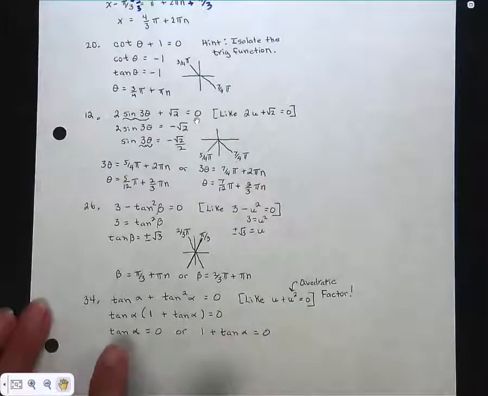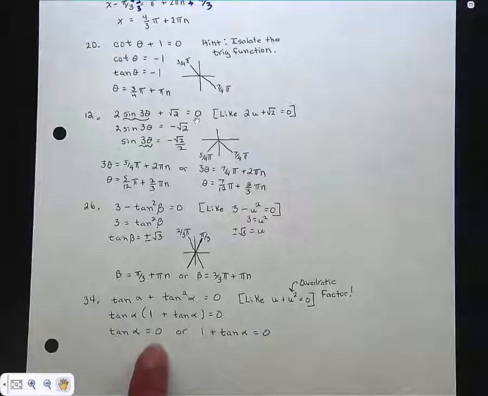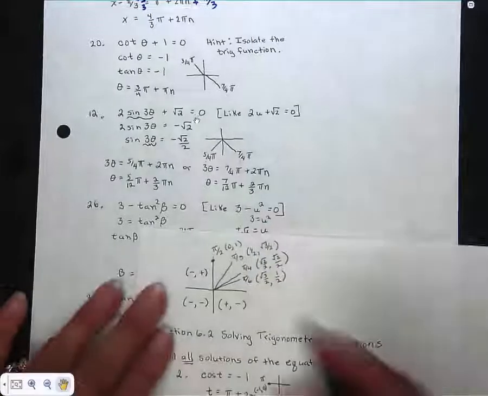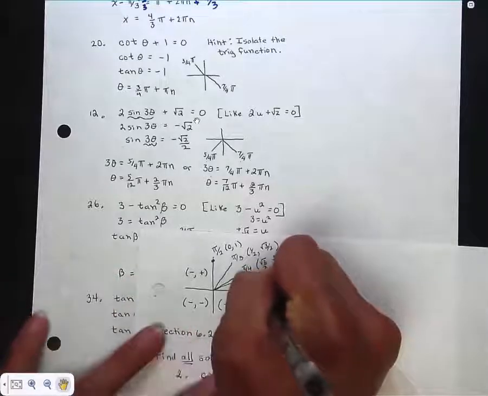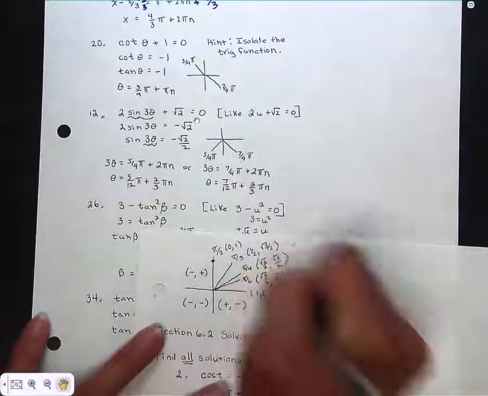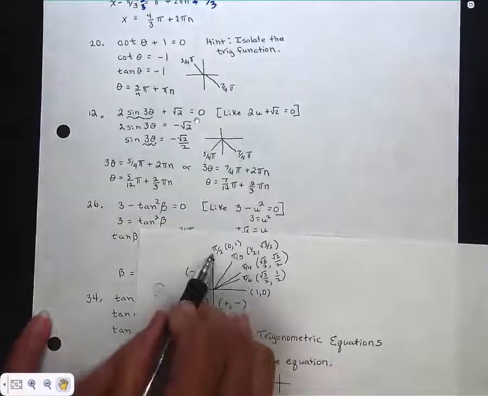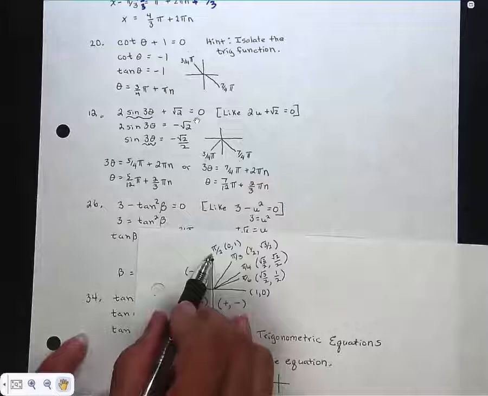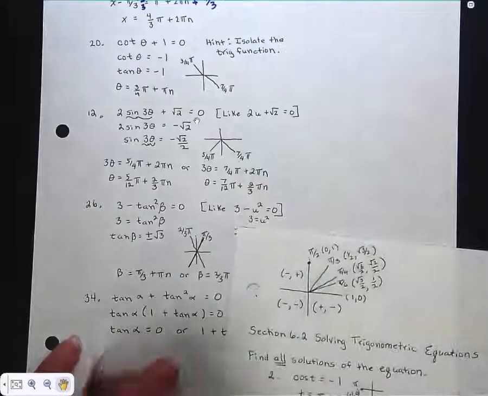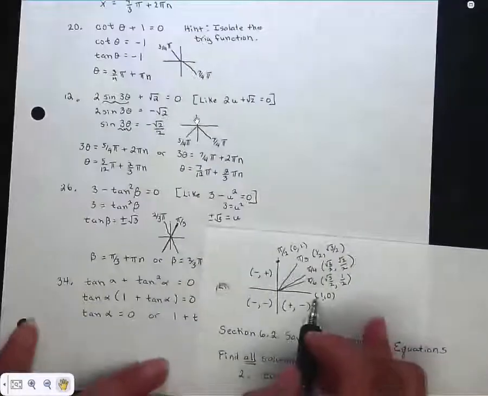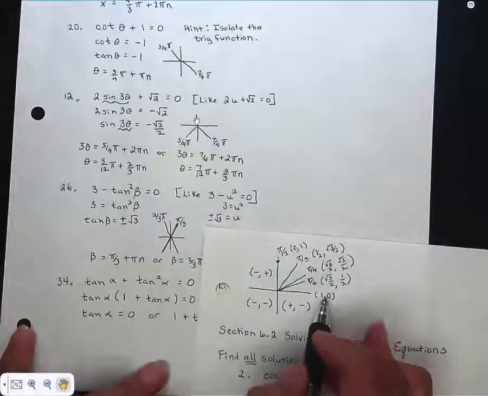The first one, tangent alpha is 0. Where is tangent 0? On the unit circle, it's wherever the y divided by the x is 0. Would that be at 0 radians? Would that be at the ordered pair 1, 0? Or would it be at pi over 2 radians? At pi over 2 radians, what's tangent? The y divided by the x is undefined. The 1 divided by 0 is undefined. We're looking for where tangent is 0. That's right here at 0 radians. 0 divided by 1 is 0.